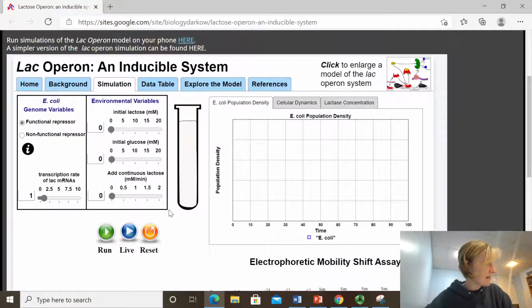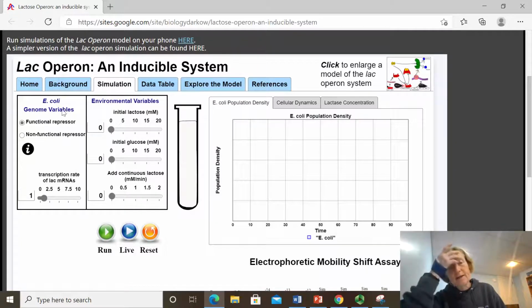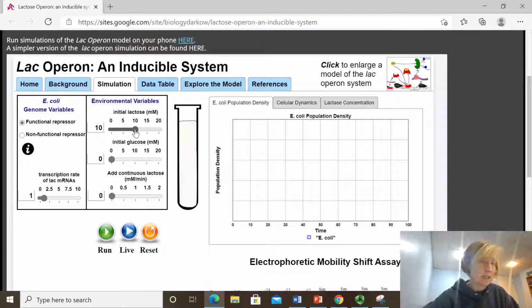Step 2 says the default setting is to run this as a functional repressor. The repressor's working in the E. coli cell. And we're going to set up an E. coli cell with some initial conditions. We can change things. It says to set up the initial lactose conditions as 10 millimolarity. That's just the concentration. And I don't think we change anything on this transcription rate. Let's just leave that all the same. And it says, set the initial lactose concentration to 10 millimolarity and run this simulation.